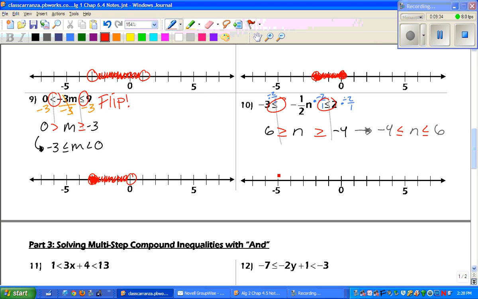And then just like we talked about, make sure your inequalities are doing the same thing. Right here, we're eating the n. We're still eating the n. Eating the 6, eating the 6. So we passed. Going through and graphing it, at -4, we are closed. At 6, we are closed. And then we shade everything in the middle.